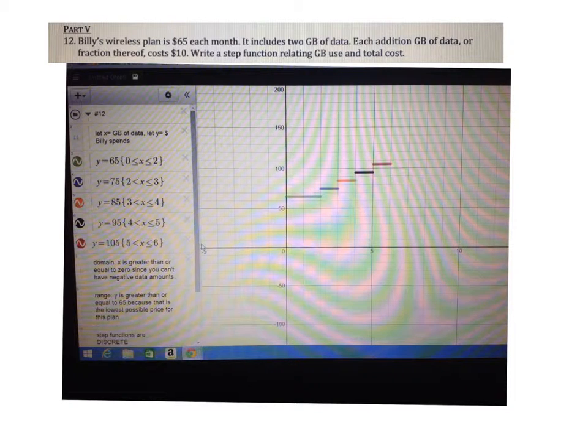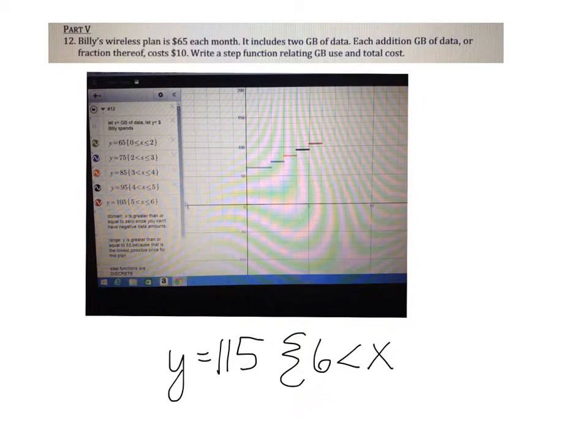So if I wanted to do the next one, and it's not going to graph, but at least I can write it, we could write y equals 115 when x is between 6 and 7, and actually including 7. So that's the significance of this being less than or equal to, and this being just less than. Because if it's exactly 6, it's still going to be the previous price. But if it's above 6 at all, even 6.0001, now it's going to cost him $115 for his stuff.